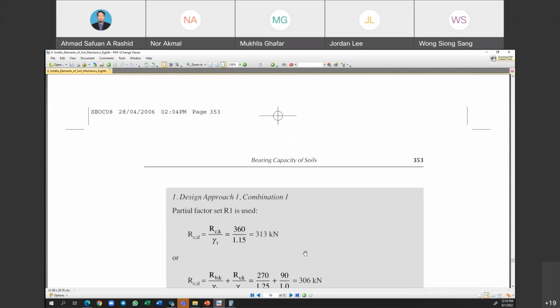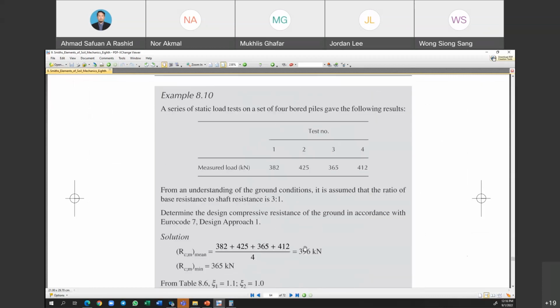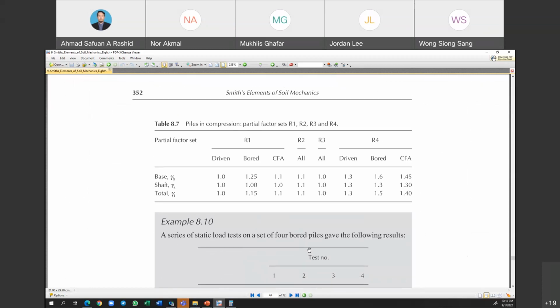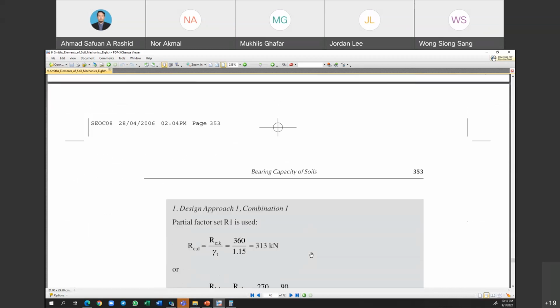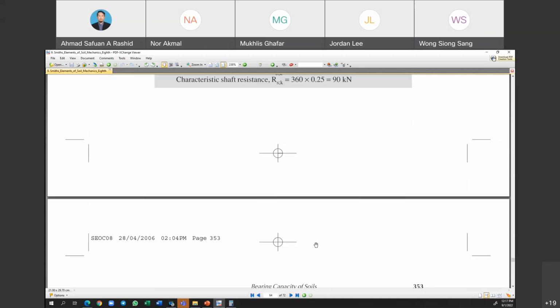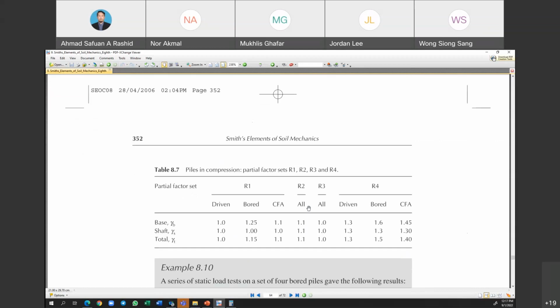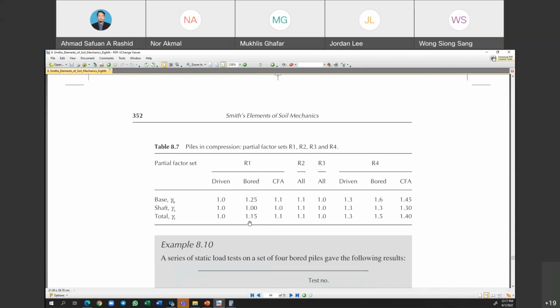Okay, so the gamma t, this is based on what type of pile? Bored pile. So we need to look at the bored pile. So gamma t, bored pile, total.